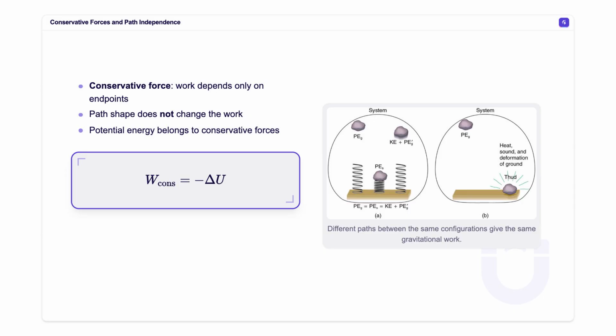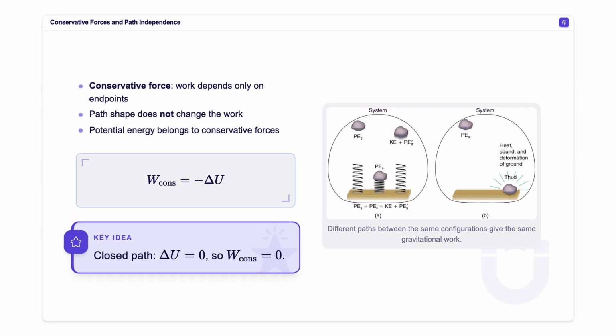The equation says, work done by a conservative force equals negative the change in potential energy. Here, change in potential energy means final potential energy minus initial potential energy. That negative sign is important. If the conservative force does positive work, the associated potential energy decreases. If it does negative work, the potential energy increases.